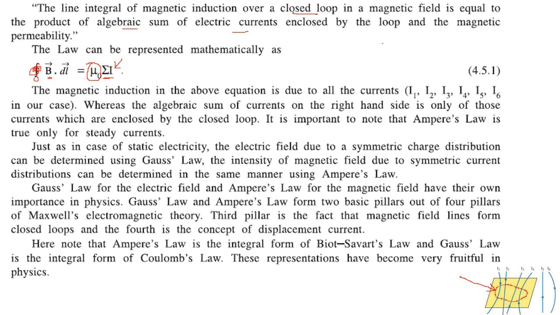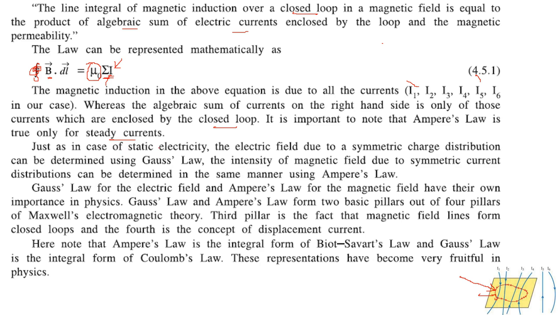The magnetic induction in this equation is due to the currents from I1 to I6, while the algebraic sum of current, if you see, is only of I1, I2, I3, I4, that is the currents which are enclosed in that closed loop. If you see here, only these four are being taken. And it is very important to note that Ampere's law is true only for steady currents, only for steady currents.